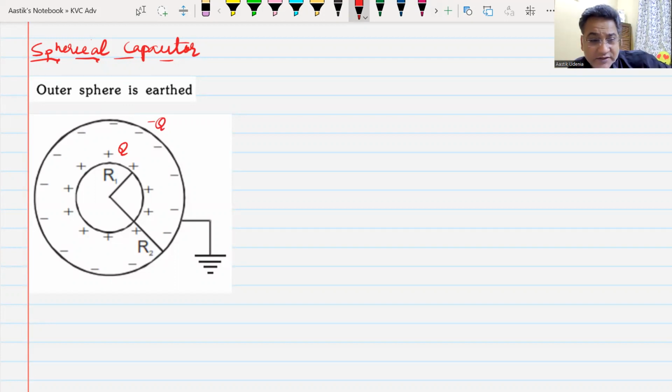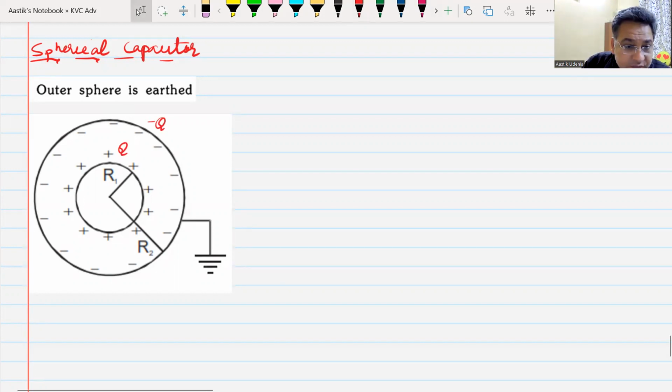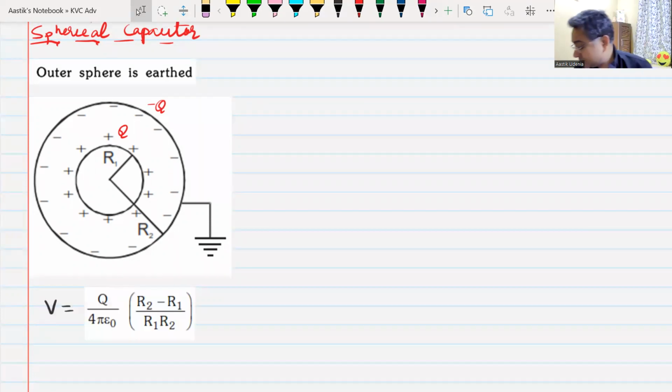We will find out the potential difference between the two. We already know the potential difference between these two shells. Does anyone remember how much is the potential difference? Potential difference between these two shells, which you see. Sir, it is KQ by R1 minus KQ by R2. So it becomes Q by 4 pi epsilon naught times (R2 minus R1) divided by R2 R1. Yes or no? Yes, sir.